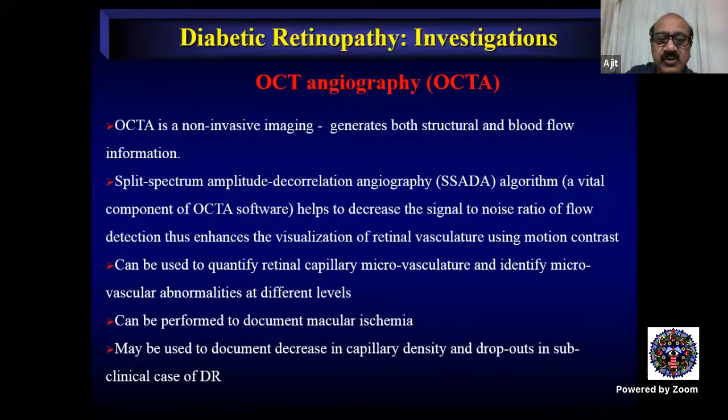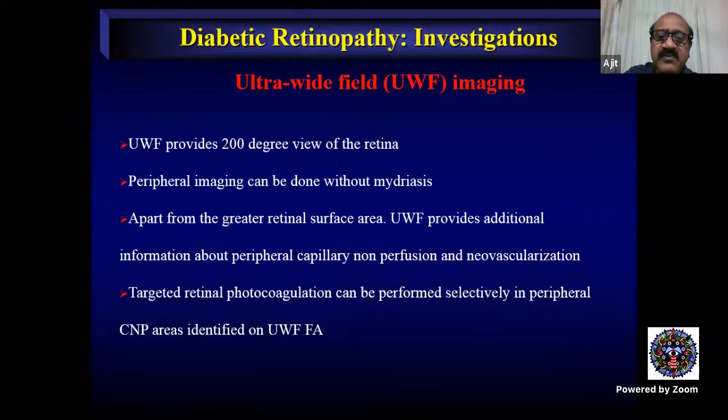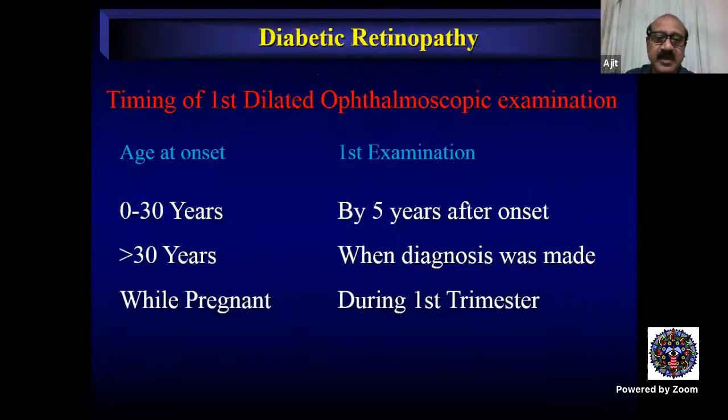OCT angiography is the new tool. Again, we can see the different layers of retinal vasculature and their loss. You can see the capillary loss on OCT angiography. And wide field imaging is also essential, though for the macular area regular photography is much better than wide field. Wide field is important for the peripheral field. If there is capillary non-perfusion and a persistent macular edema, treatment of the peripheral capillary non-perfusion can help in reduction of the diabetic macular edema.